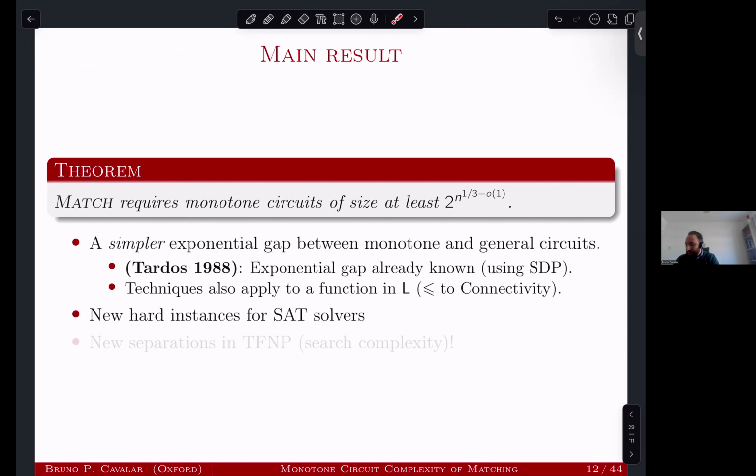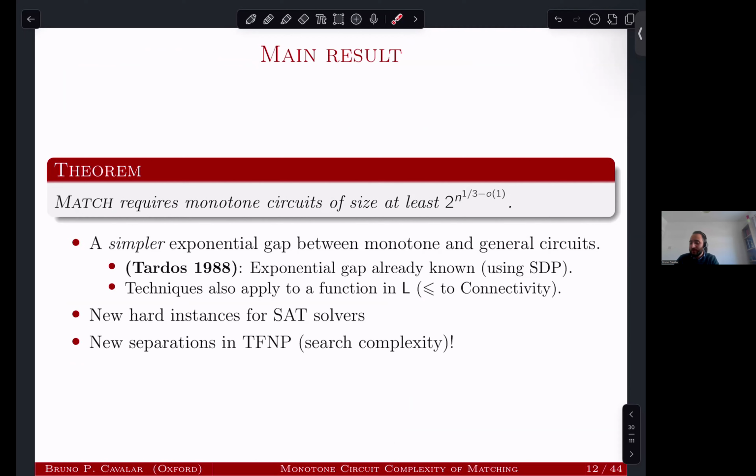Just because of those connections I mentioned before, this gives you new hard instances for types of SAT solvers, those that are resolution based, and new separations in the communication world of TFNP, because n to the log n, if you just take the logarithm, that's polylog, which is considered efficient for TFNP. So there's not only a quantitative meaning to this exponential bound, but even one could say a qualitative meaning.